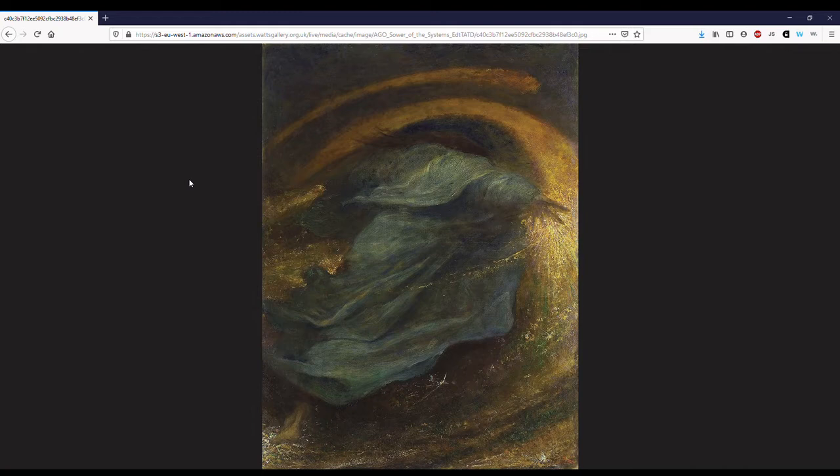This painting by George Watts from 1902 is called The Sower of the Systems, which features a face-hidden God sowing the systems of the universe.